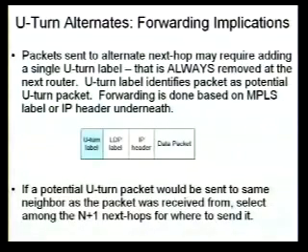Now, what do you have to do in order to support U-turn alternates as far as forwarding? Packets which are sent to an alternate next hop may require adding an optional U-turn label, which is removed at the next router. It identifies the packet as a U-turn packet, but you don't switch the packet based upon that. Instead, you pop off the U-turn label and do the forwarding based on the MPLS label or IP header underneath. And if a potential U-turn packet would be sent to the same neighbor as the packet was received from, then you select among the next hops for where to send it. Your selection is still among the same set of primary next hops plus one alternate.